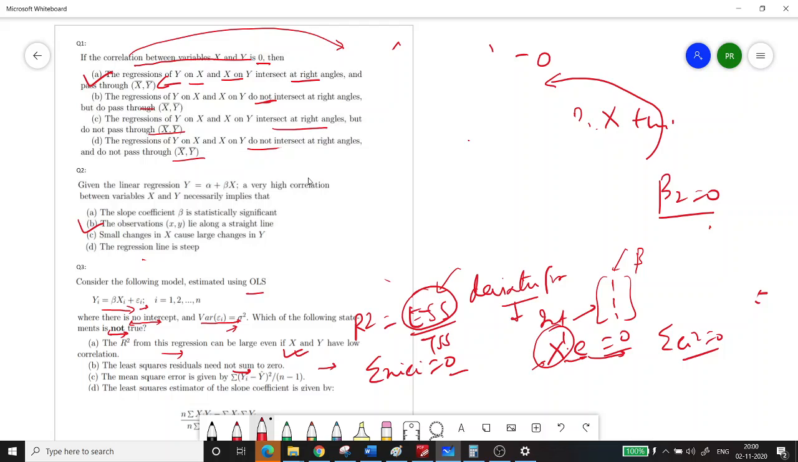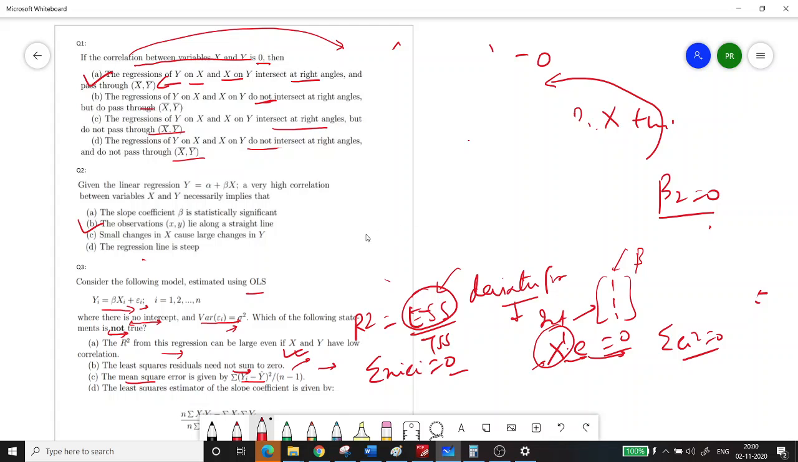So this need not be true. Least square residuals need not sum to zero. Okay. Third option is the mean square error is given by summation yi minus y hat whole square divided by n minus 1. That is nothing but, this is your total variation, yi minus y hat whole square divided by n minus 1. So this again is true, mean square error.